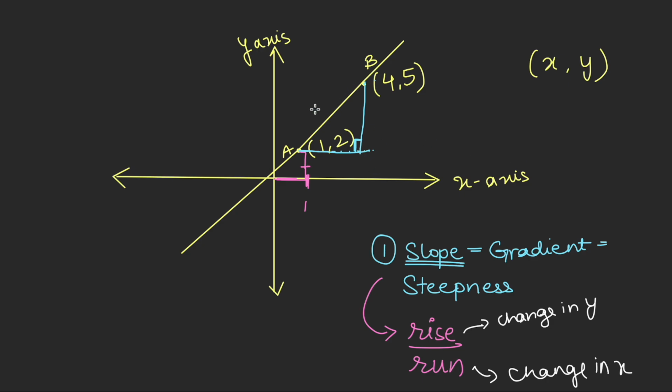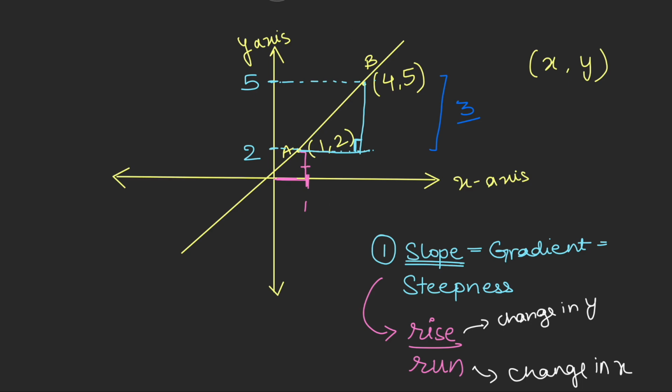My rise is basically my change in y. So if I correspond this to the y-axis, this is equal to 5, and I correspond this to the y-axis as well, my y component was equal to 2. Now my change in y becomes what? 5 minus 2, which means that I have to go 3 units up from 2 to get 5. So my change in y is equal to 3.